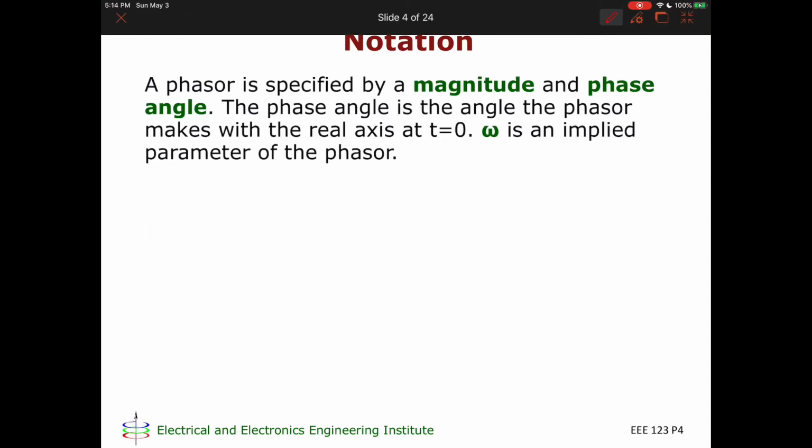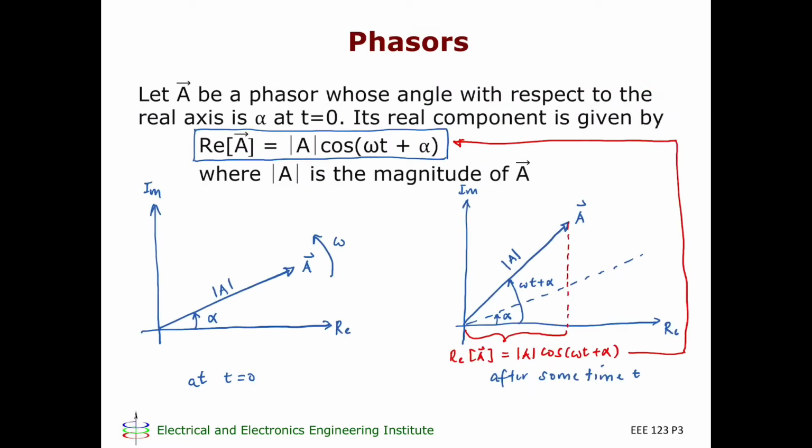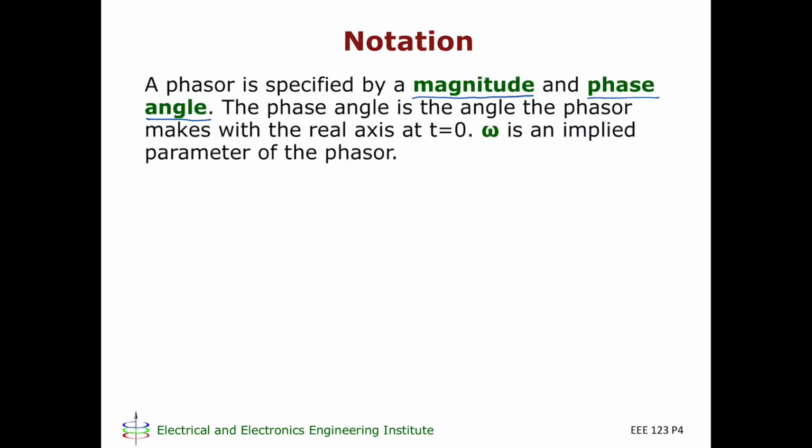Let's talk about notation. A phasor is specified by a magnitude and a phase angle. The phase angle is the angle the phasor makes with the real axis at t equal to 0. So if we take a look at this previous slide, this alpha here is actually our phase angle. A phasor actually has a third parameter, omega, because a phasor rotates in the counterclockwise direction with frequency omega. However, omega is an implied parameter. In other words, to specify a phasor, it is sufficient to specify just the magnitude and the phase angle.